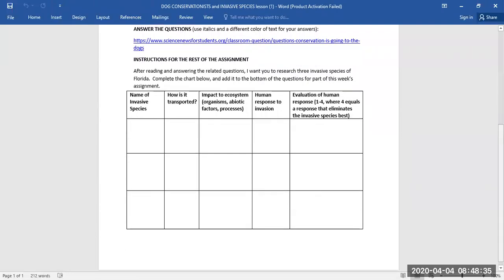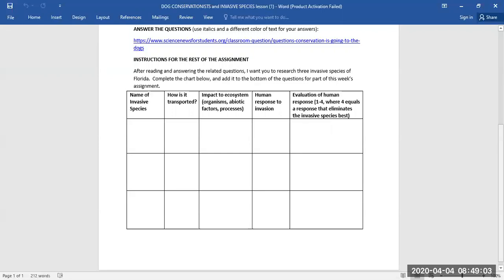It says instructions for the rest of the assignment. It says after reading and answering the related questions, which we started to do there and you finished on your own time, I want you to research 3 invasive species of Florida and complete the chart below and add it to the bottom of the questions for part of this week's assignment. So what I'm going to do right now is I'm going to model this activity for you. I'm going to give you an example.